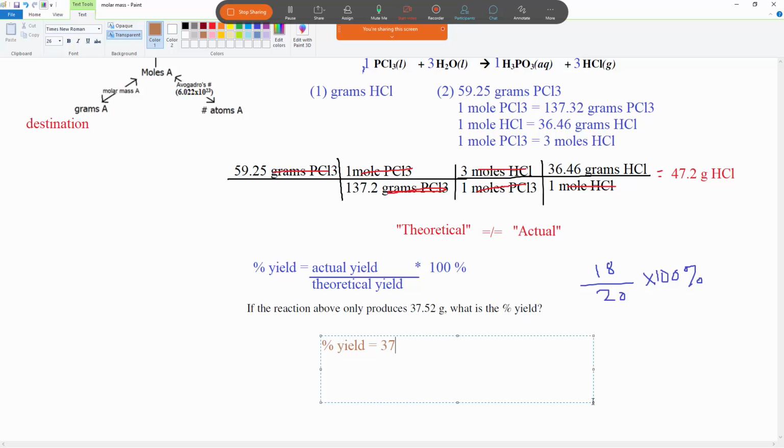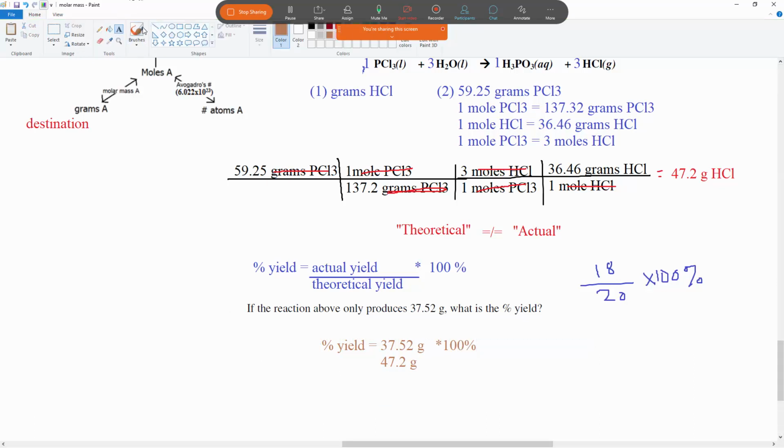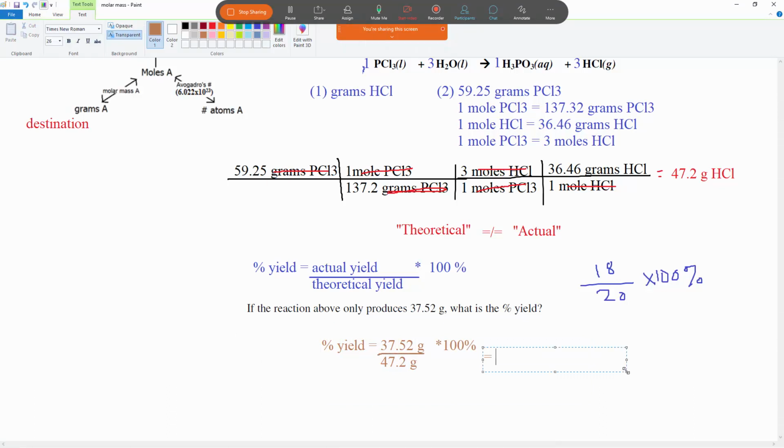Okay, so Sarah took 37.52 grams is the actual, and then she divided that by 47.2 grams, and then she multiplied everything by 100%. And when she did that, she discovered that the percent yield for that reaction was just 79.5%.